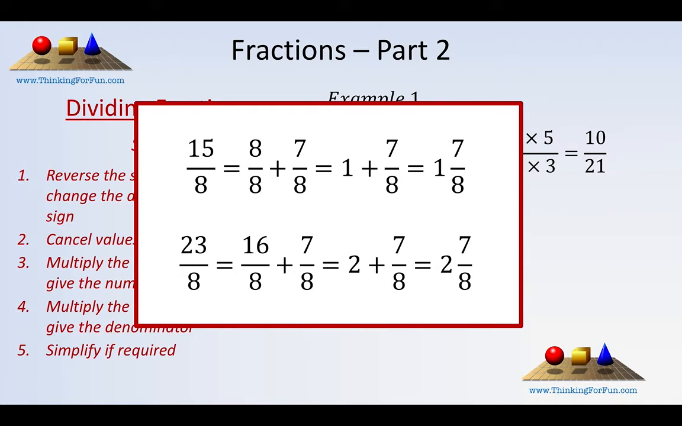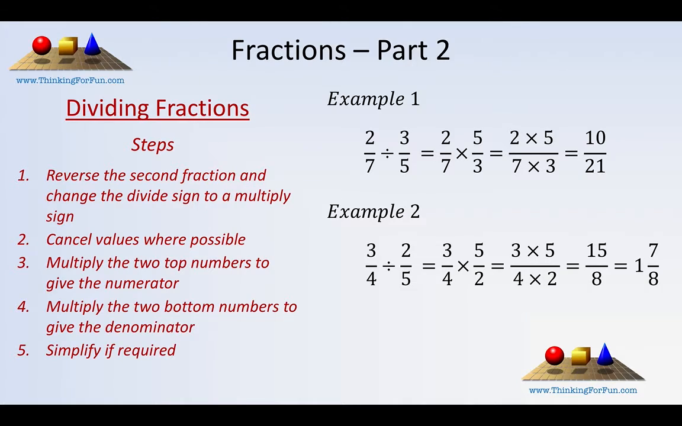We can split 23 over 8 into two multiples of 8, giving 16 over 8 plus the remaining part of 7/8, which is equivalent to 2 7/8. For the second example, we have 3 over 4 divided by 2 over 5. Following the same steps as in example 1, we get the fraction 15 over 8. This is an improper fraction and can be written as a mixed number using the method we just looked at, giving us the answer 1 7/8.